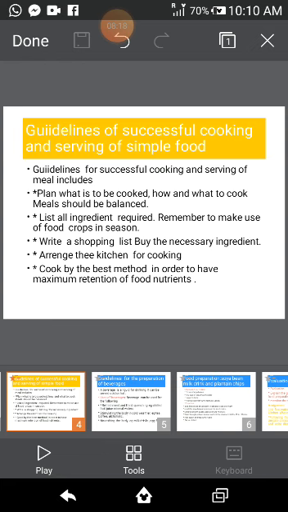Cook using the best method in order to have maximum retention of food nutrients. Because if you are not cooking using the rightful cooking method, there are certain foods or food nutrients that heat destroys their nutrients. We know we have different cooking methods such as boiling, stewing, steaming, frying. Choose the rightful method depending on the food you are going to cook.